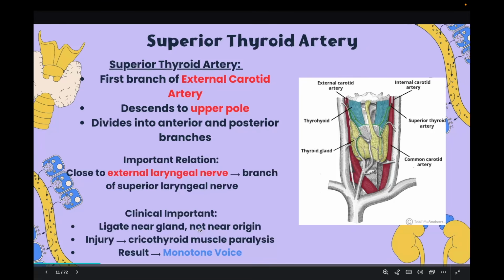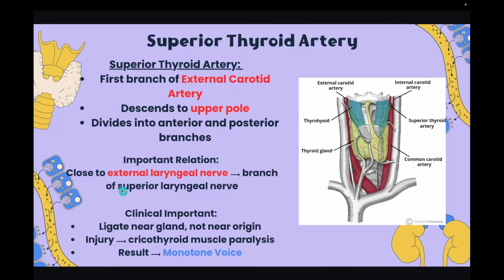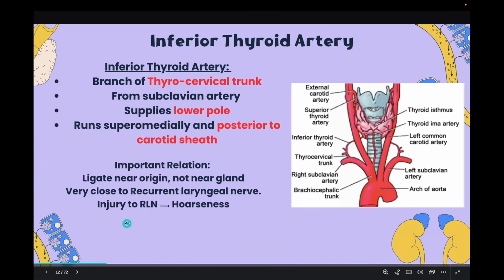If you want to know what a monotone voice is, it is when the person can only speak with one tone. He can't change his tone. And that happens when there's an injury to the external laryngeal nerve. You also need to know the external laryngeal nerve is a branch of the superior laryngeal nerve. Another very high yield concept: for ligating the superior thyroid artery, you ligate near the gland and not the origin. If you want to ligate near the origin, that's for the inferior thyroid artery, which we're going to get into right here.